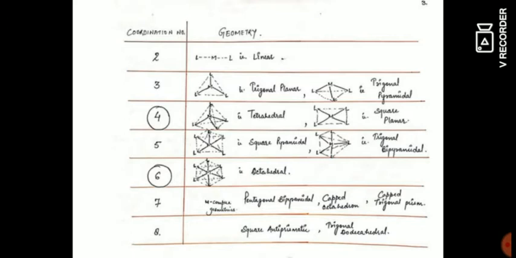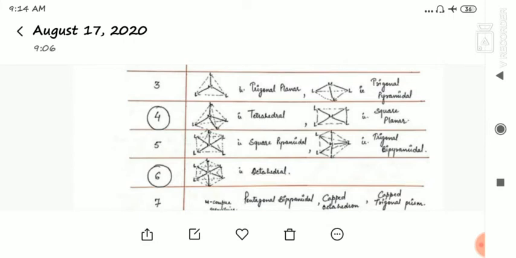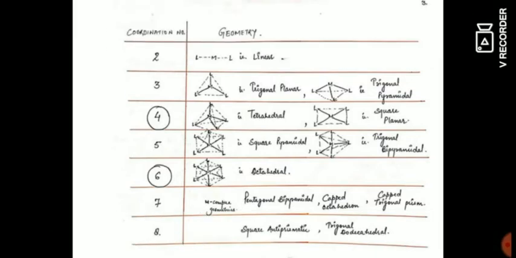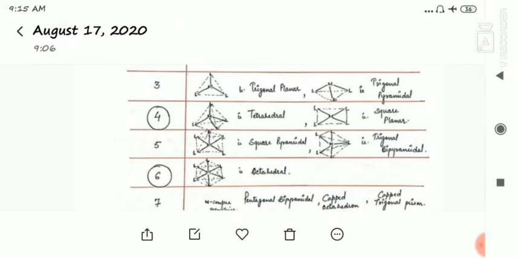But if the ligands are situated on only one surface, then it will be trigonal planar. Next is tetrahedral. If the metal ion is situated in the middle and the four ligands are situated surrounding the metal ion, then the geometry created is tetrahedral. And if the metal ion is situated with four ligands on one surface, then the geometry created is square planar.